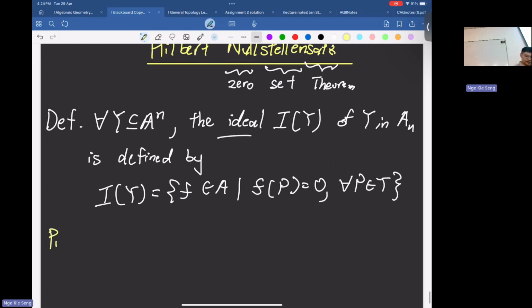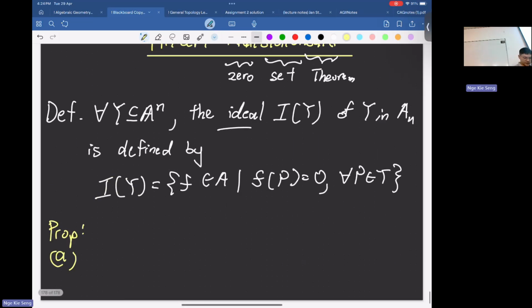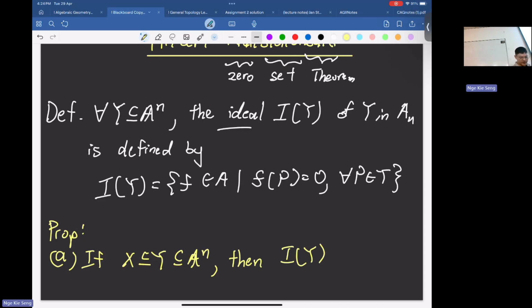So the proposition, again similar to what we have for the zero set: if X is in Y, in this case, which one has more points, X or Y? X is a subset of Y. Which one has more points? Y, right? So how do you relate I(Y) and I(X) then?